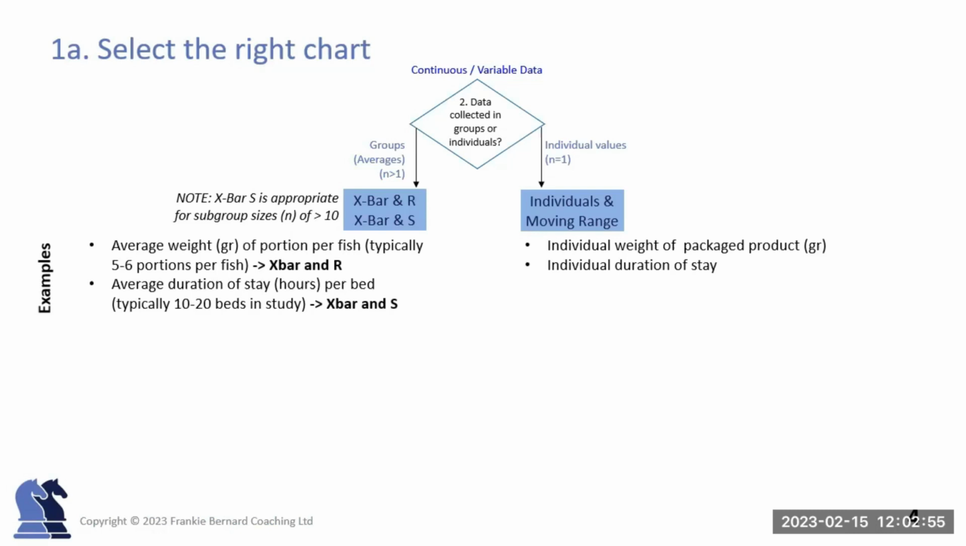Now, as I said, if you're between 7 and 10, this is where there's a bit of a gray area. I would encourage you to run both charts and see which one gives you the most insight. That's the great thing nowadays with Minitab or other packages. It takes seconds to run the chart. The hard part is actually collecting the data.